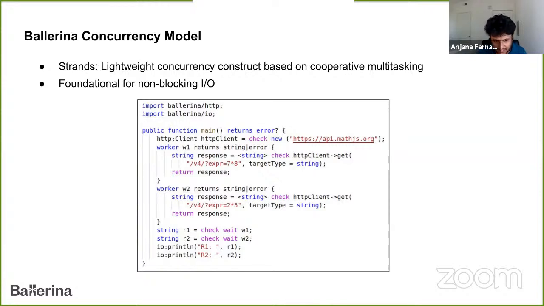When you have multiple workers, those are the concurrency constructs we have in the code. What happens is we basically create new strands to do the execution.